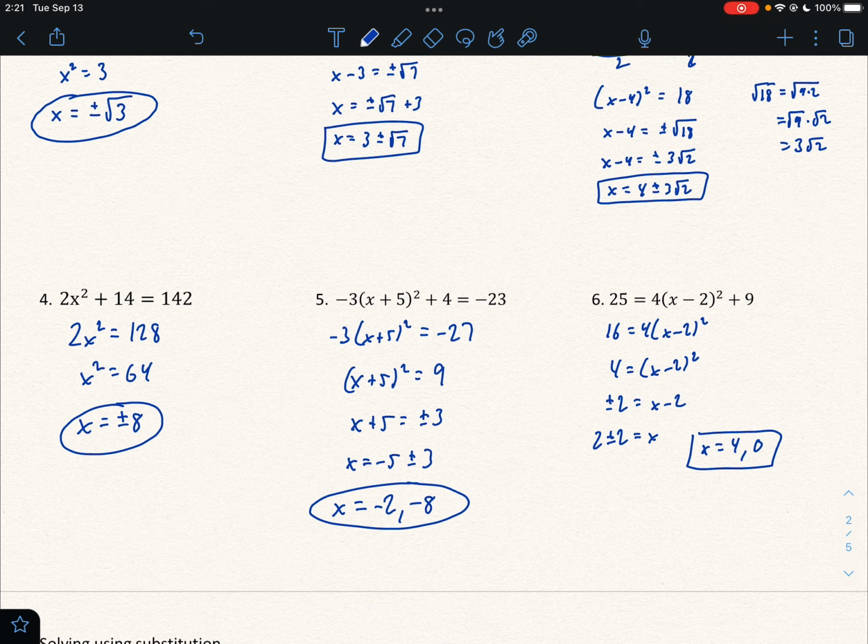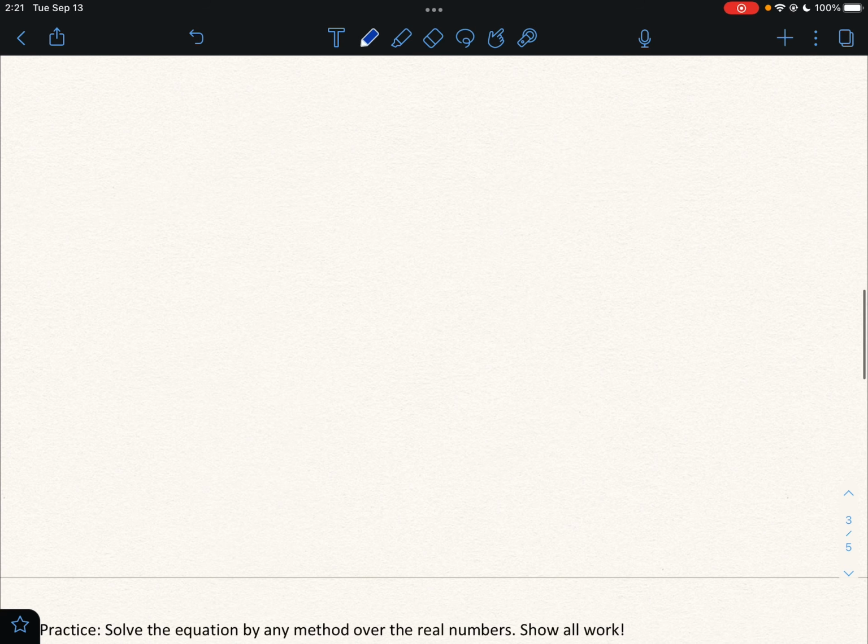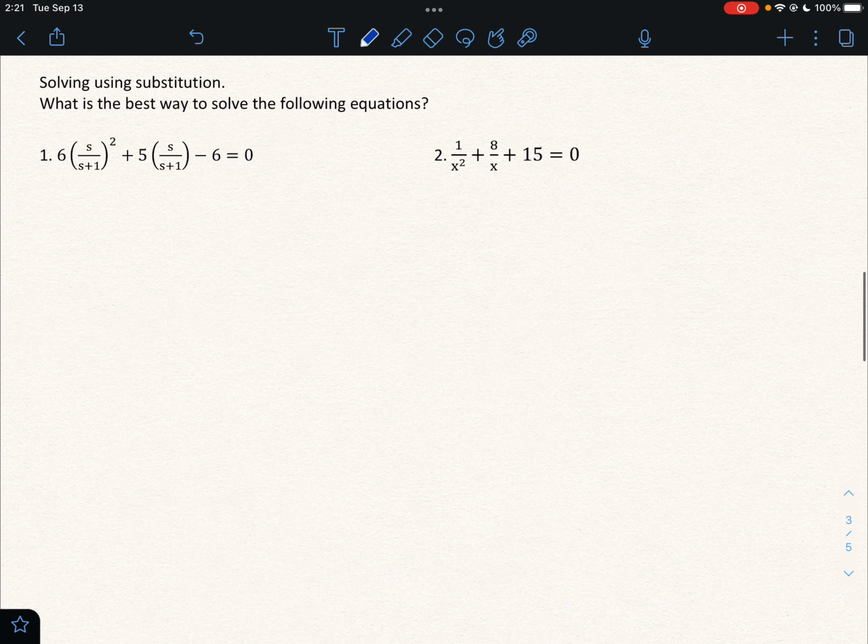All right, so that is solving using square roots. We're going to do another example here, kind of brings back yesterday's work of factoring. We're going to do solving by what's called substitution. All right, and then we'll have some practice after that.